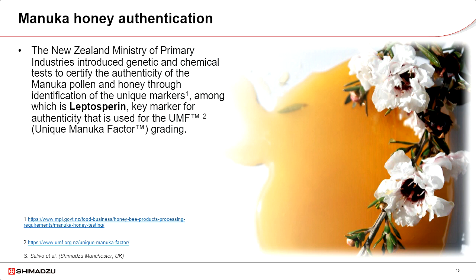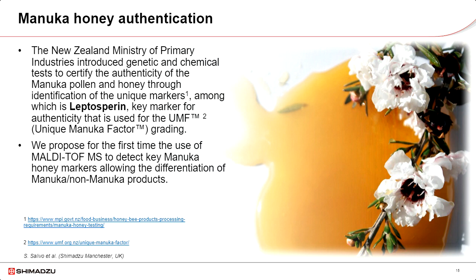The New Zealand Ministry of Primary Industries has approved a variety of genetic and chemical tests to certify the authenticity of the Manuka pollen. The chemical tests are based on chromatographic methods to detect the unique markers, among which is the leptosperin, a known marker for authenticity. Leptosperin is used to attribute the unique Manuka factor grade. In this application, we demonstrated for the first time the use of MALDI-TOF MS to quickly screen Manuka from non-Manuka honeys through the detection of the unique markers.